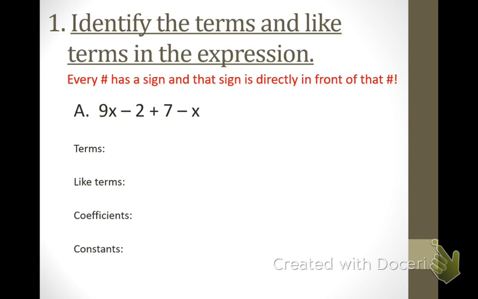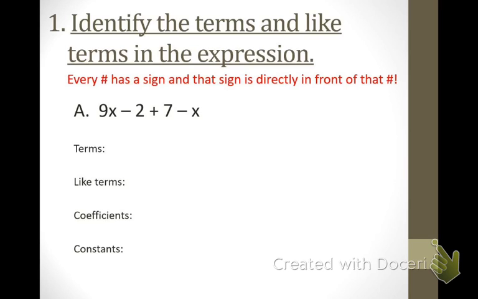All right, say that statement with me because this is super important. Here we go. Every number has a sign, and that sign is directly in front of that number. Excellent. That's going to help us as we work through problem A. So as we're working through this, we're going to talk about the terms, okay?